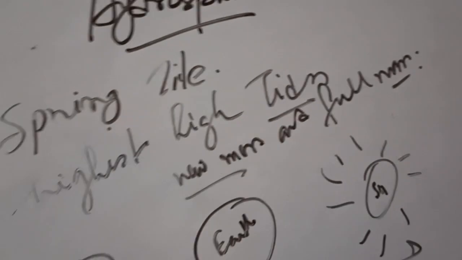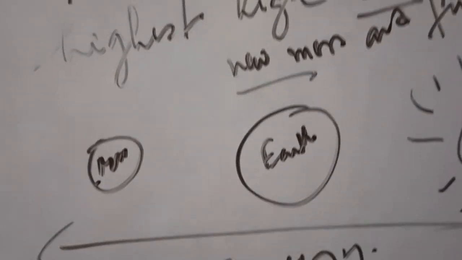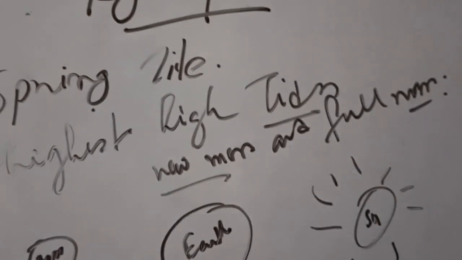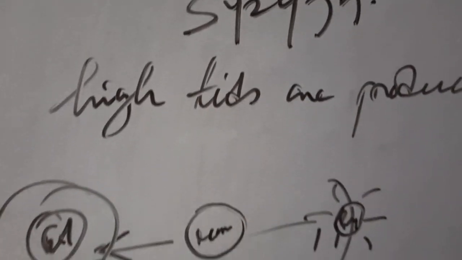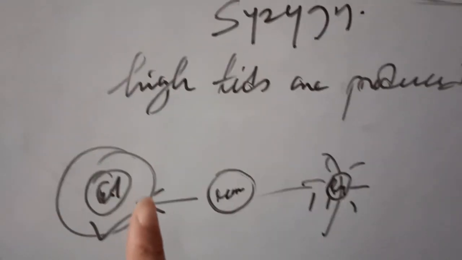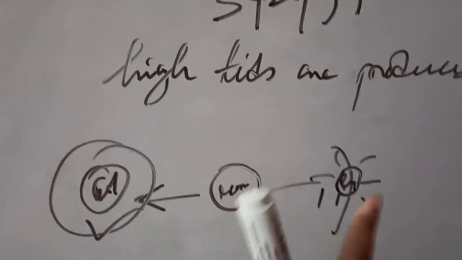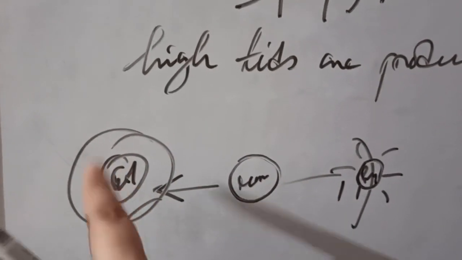So let me go through this again. The spring tides are known as the highest high tides. We get the highest high tides during the time of the new moon and the full moon. During the time of the new moon, the moon lies in between the sun and the earth, and the combined gravitational pull of the sun and the moon works on this earth.